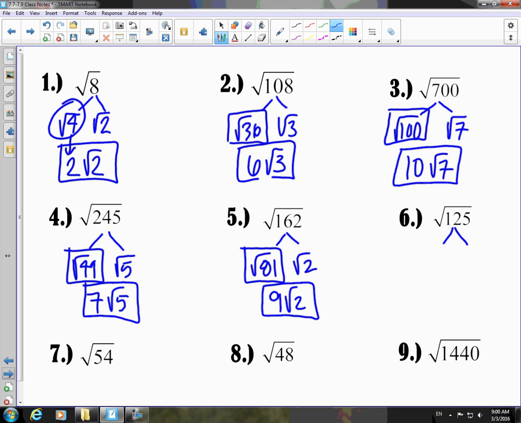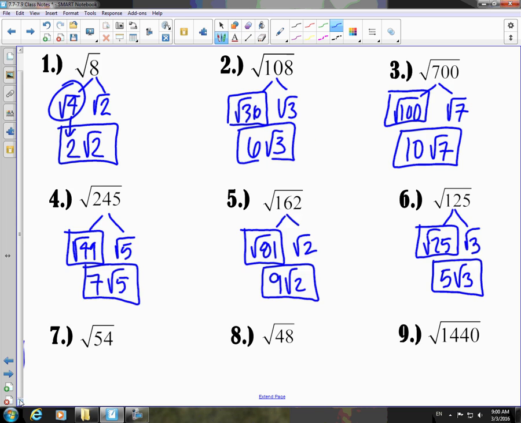125, looking for things to break that down. Hopefully that one was easy to find because 25 should go in there 3 times. Again, 25 is one of the values from above. So 5 times the square root of 3 because the square root of 25 is 5.